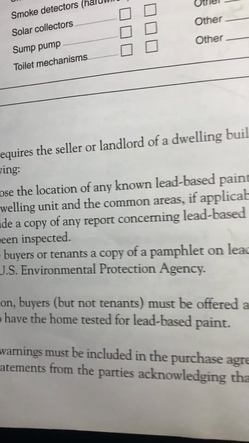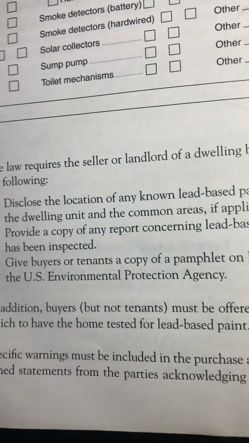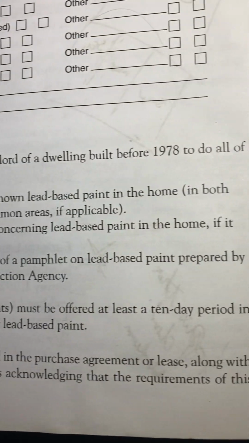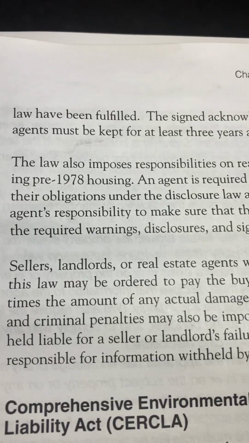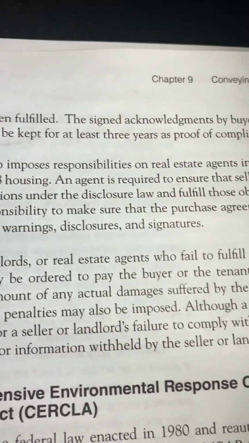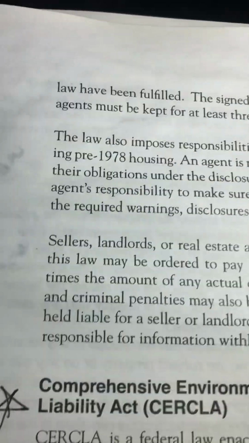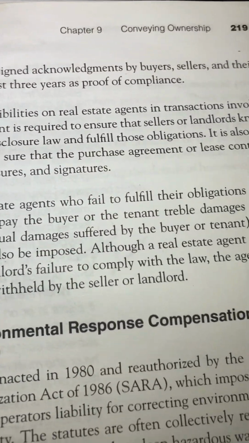Specific warnings must be included in the purchase agreement or lease, along with signed statements from the parties acknowledging that the requirements of this law have been fulfilled. The signed acknowledgments by buyers, sellers, and their agents must be kept for at least 3 years as proof of compliance.